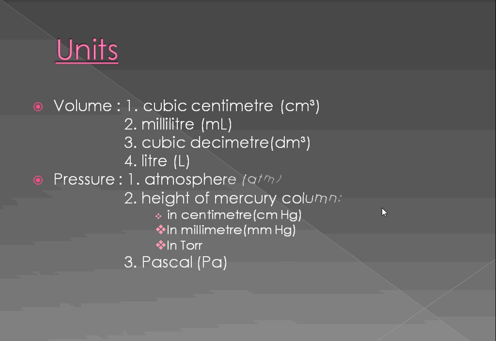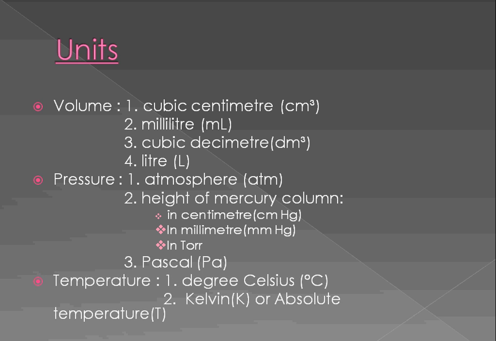We also have pressure units. One is atmosphere, atm. Second, the height of the mercury column in centimeter, cm of Hg. In millimeter, it's mm of Hg, also called torr. Third is pascal. Third variable is temperature. We have two units here in these laws, degree Celsius and Kelvin, which we also call absolute temperature, denoted by capital T.